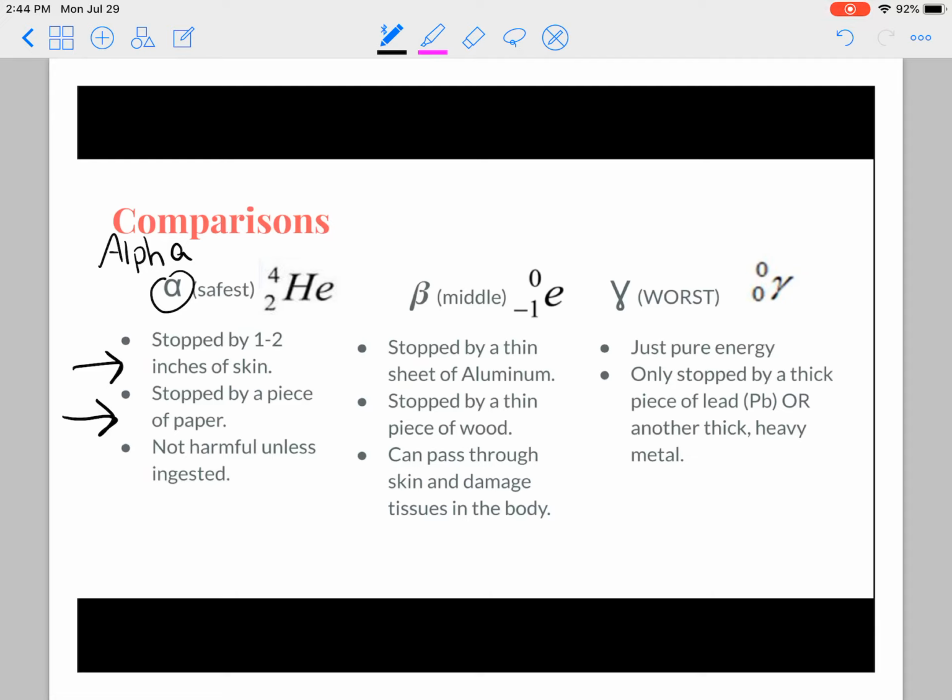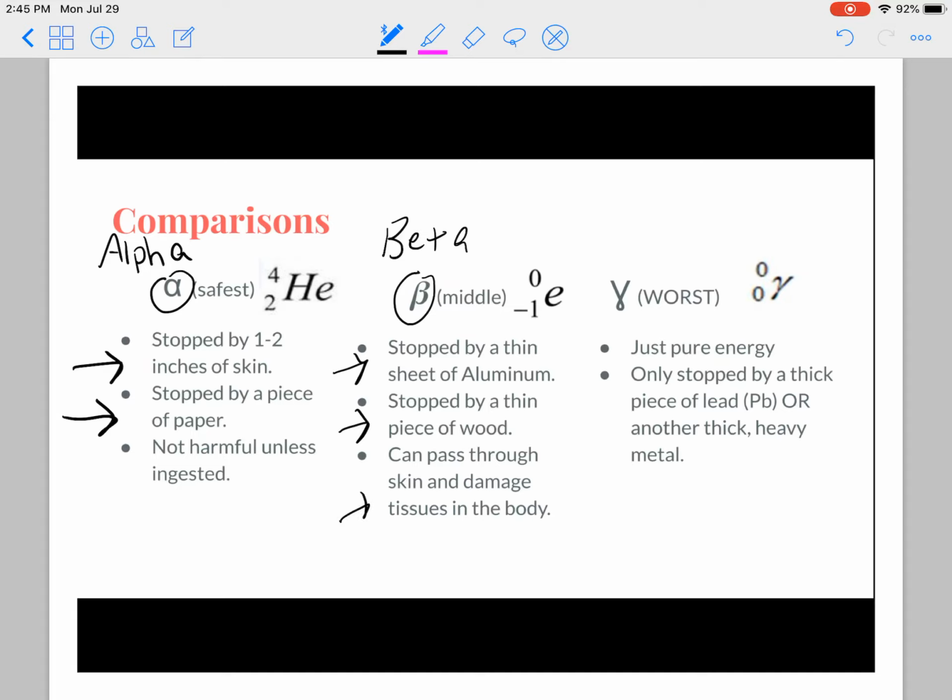Now, beta radiation is the middleman. So it's not as harmful as the worst type of radiation, but it's also not as safe as the weakest type of radiation. So beta radiation can be stopped by a thin sheet of aluminum or a thin piece of wood. Now, beta radiation has the ability to pass through our skin and enter our tissues and cause damage to the body.